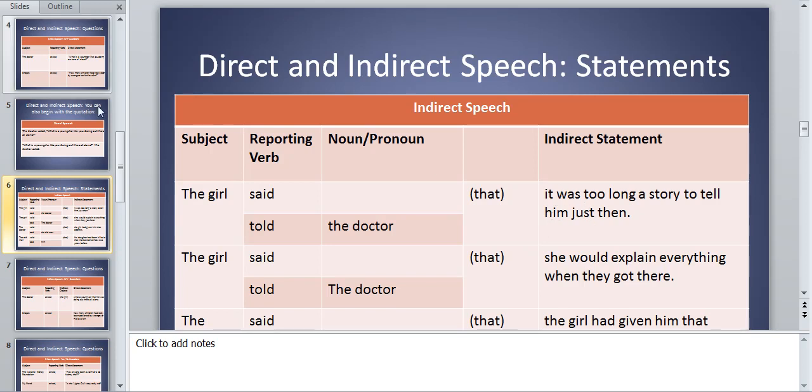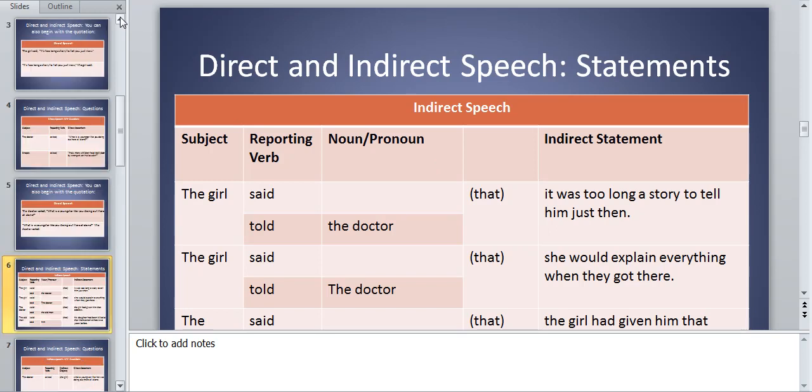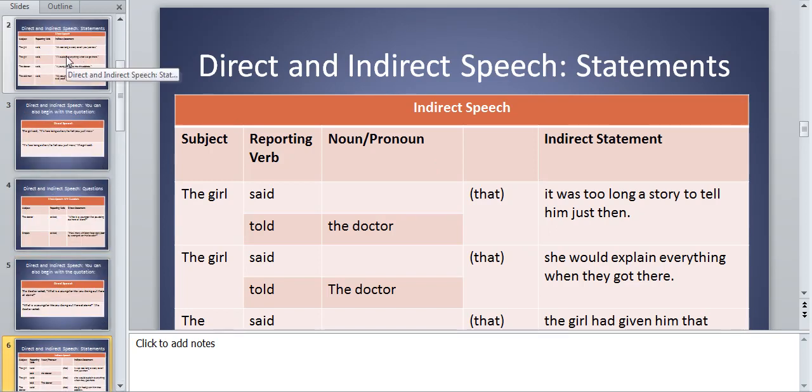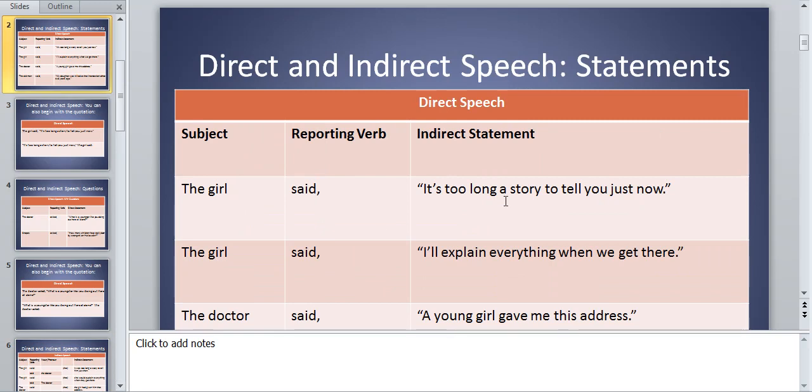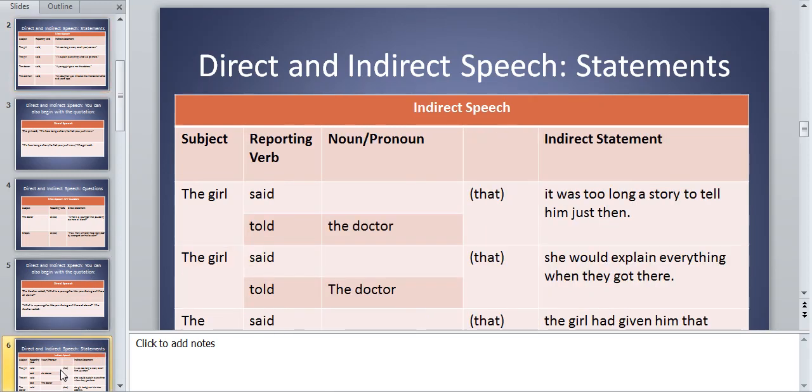If I go back to what she actually said up here, let's go back to what she actually said. She said, it's too long a story to tell you just now. And there it is in quotation marks. And then if I go back down to her here, she said that it was too long a story. See, she changed the verb from the present to the past because I'm matching the past tense here. She is changing the pronoun from you to him. And she's changing right now to then.